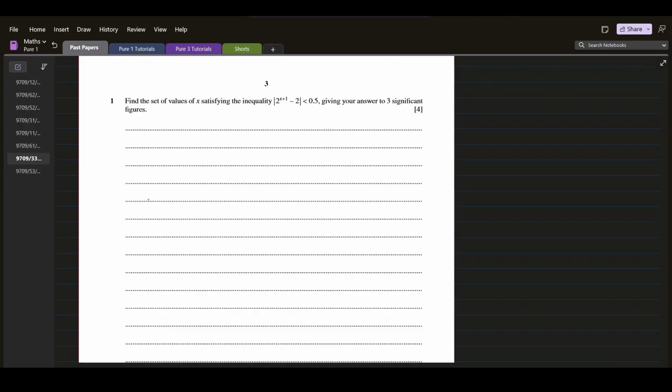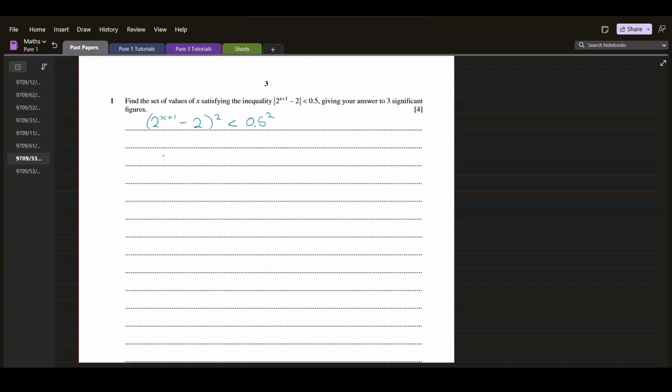Number 1. Find the set of values of x satisfying the inequality the modulus of 2 to the power x plus 1 minus 2 is less than 0.5, giving your answer to 3 significant figures. Okay, so we can write that inequality as (2^(x+1) - 2)^2 less than 0.5^2, if we remove the modulus sign and square both sides.